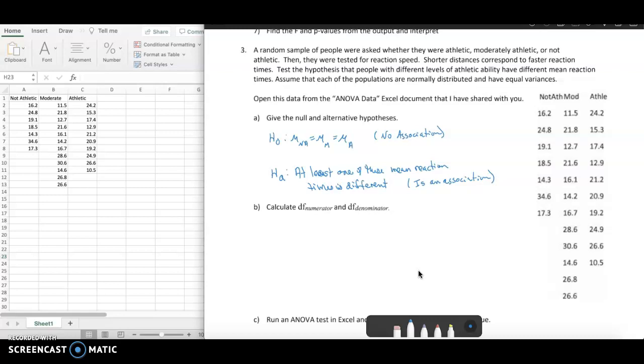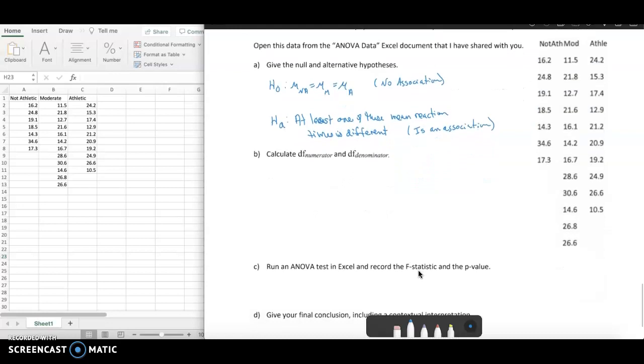Okay, now I want to calculate the degrees of freedom for the numerator and the denominator. So let's remind ourselves k is equal to the amount of groups. So in this case, there are 3 groups.